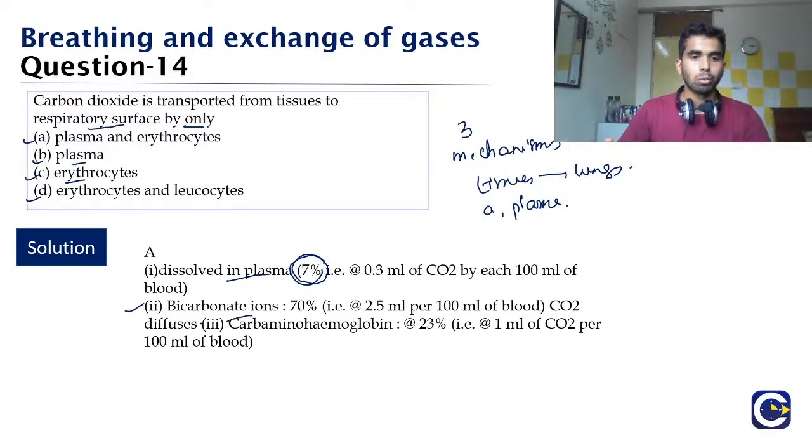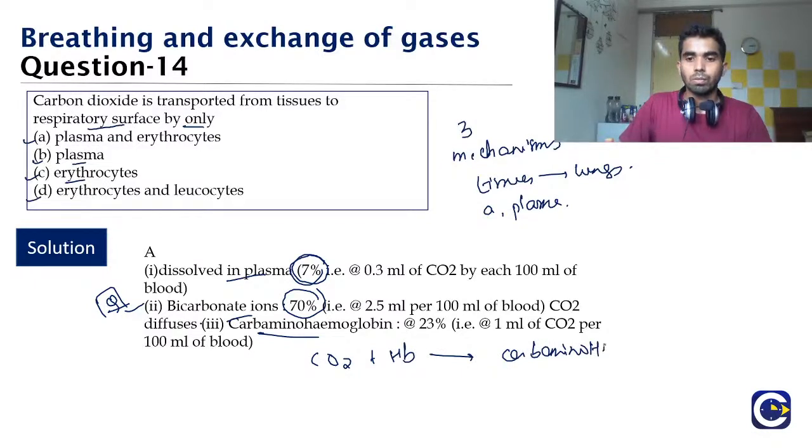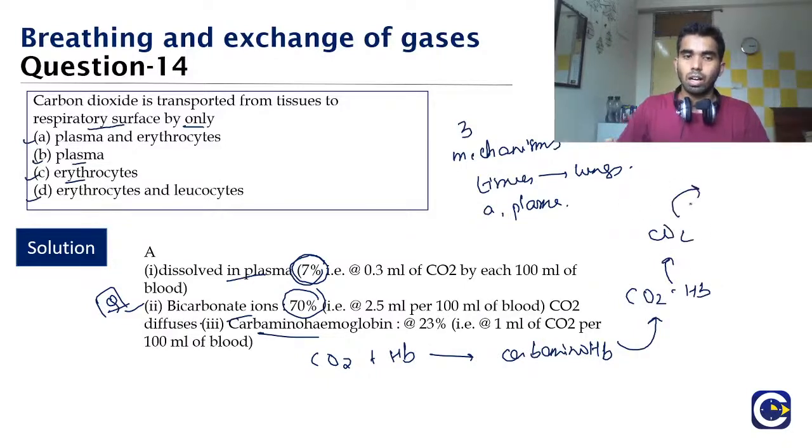Second one is the bicarbonate. So I told you that 70% of the carbon dioxide is traveling by the bicarbonates, and it is a major portion of the carbon dioxide. Okay, it is an important question. And the third one is the carbaminohemoglobin. Carbon dioxide combines with the hemoglobin and forms carbaminohemoglobin, and this carbaminohemoglobin goes to the lungs. Then in the lungs, this CO2 and hemoglobin dissociate and CO2 is released out.